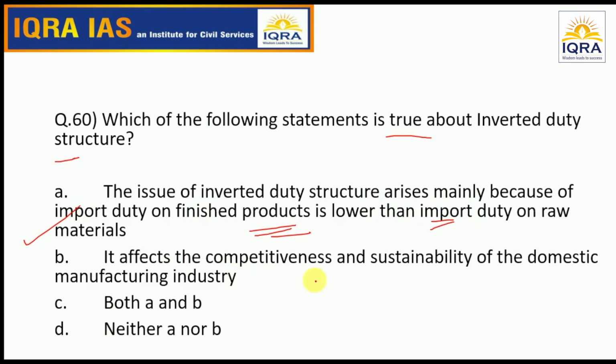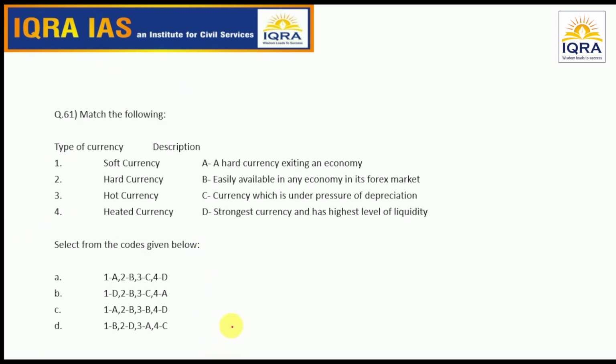It affects the competitiveness and sustainability of the domestic manufacturing industry. Basically, the reason for that is so both are correct. The only reason for having this is so that the domestic manufacturing industry can be competitive and sustainable when we are in this era of globalization, import and export. Import of goods is on a higher side. So this is there.